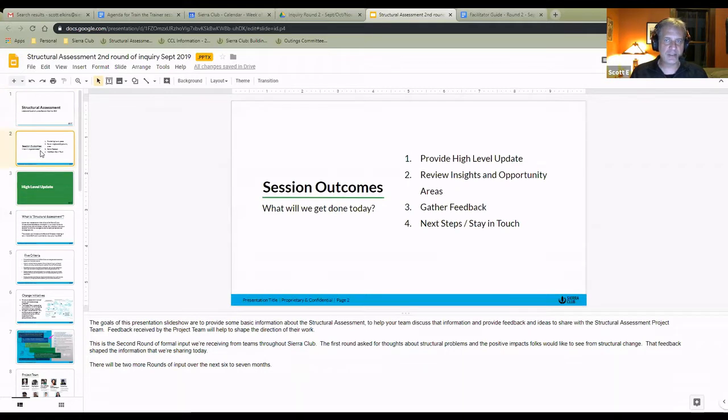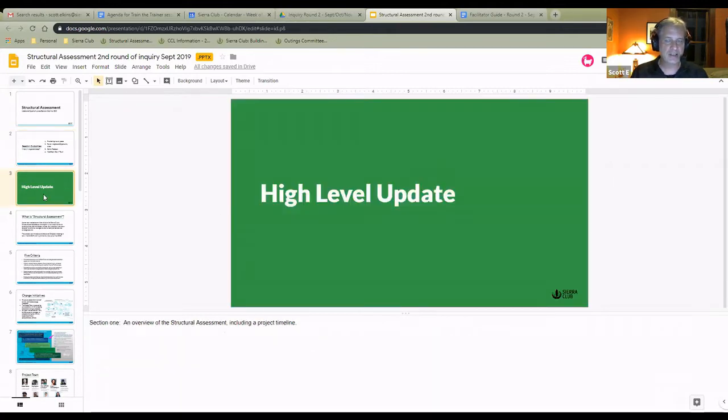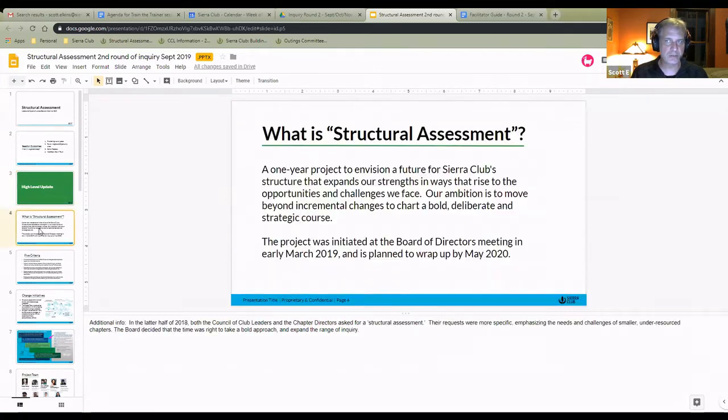Session outcomes, this again is not, the slideshow is not designed for this. We're walking you through the slideshow that you'll be able to use and that you have access to. And this is how you can talk through what you'll be doing with your team. This is the section I'm going to cover, just a high-level update and overview of the structural assessment. So we've got some very basic text.